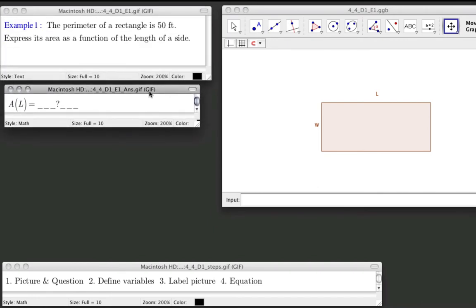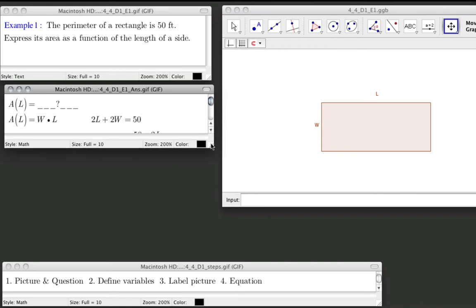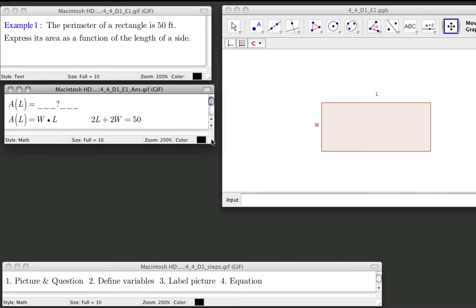The question I'm answering is, how am I going to express the area as a function of, and I picked the length. You could pick width, but it really doesn't matter. I want the area written as a function of length only. I wasn't given an equation, but I do know that the perimeter was 50, so if I look at my diagram and say, well, perimeter is the distance all the way around, I think the equation that I could write would be 2 length plus 2w equals 50.